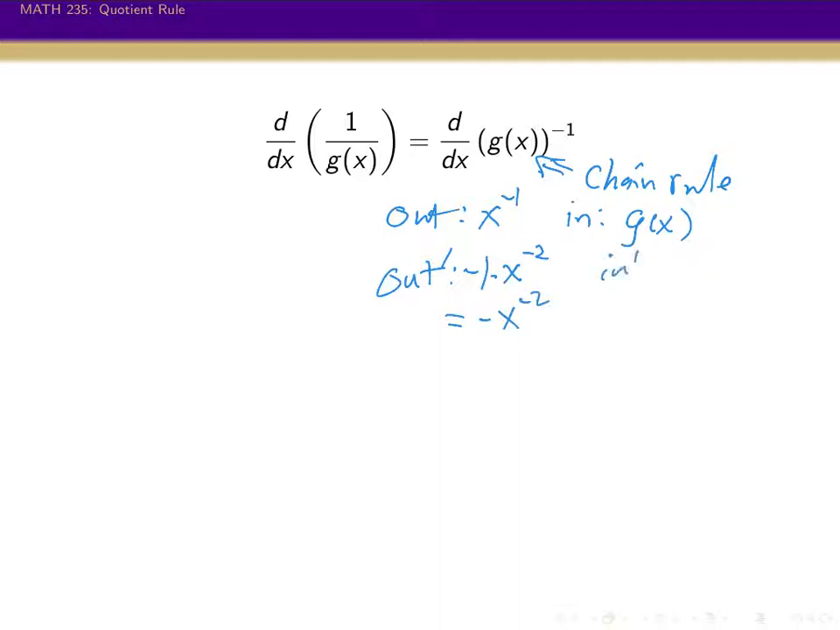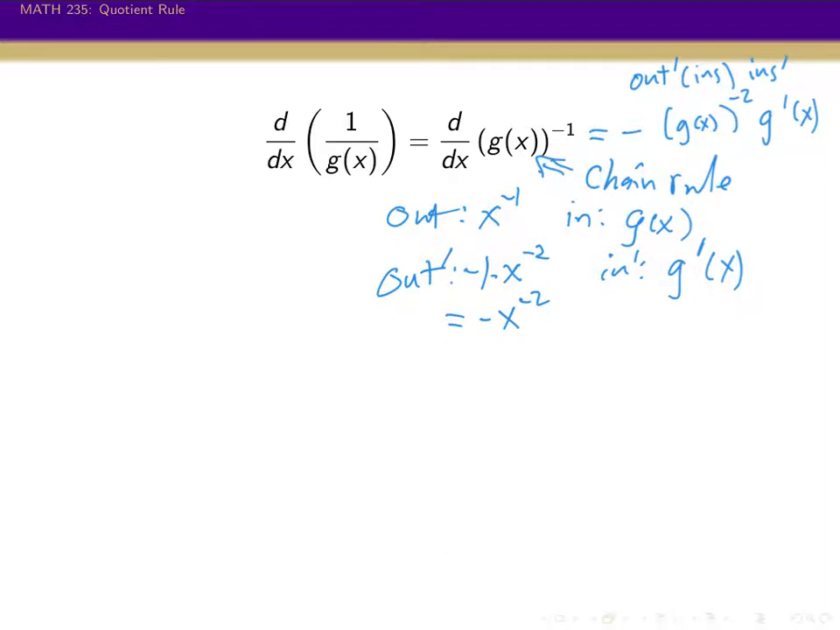And for the derivative of the inside, well, since the inside is g of x, its derivative is, we'll just say, g prime. Okay, and so now we can apply the chain rule here. And so this is going to be the derivative of the outside with the inside plugged in times the derivative of the inside. So our derivative of the outside is minus x to the minus 2, and we can plug the inside in there, just g of x, and then multiplied by the derivative of the inside, which is g prime of x.